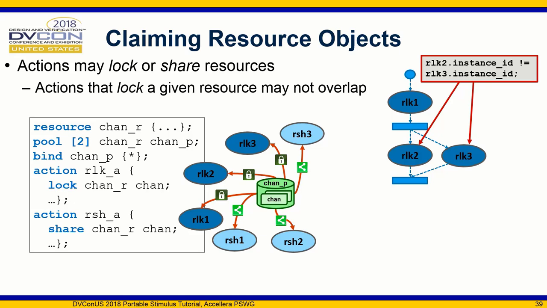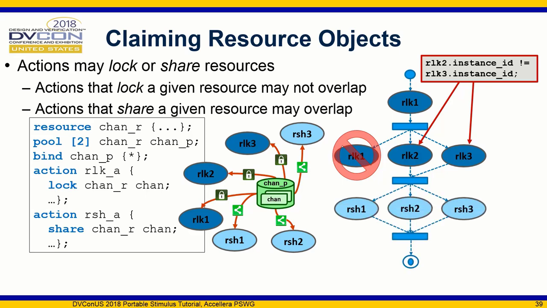And so by definition, by executing the 2 lock actions sequentially, I am constraining the resource IDs of those 2 resource instances to be different. So the resource ID of the thing that's used by rlock2 is different from the instance ID of the resource that is used by rlock3. What that means is, since there's only 2 of them, I can't have a 3rd locking action happen in parallel. It just won't work.